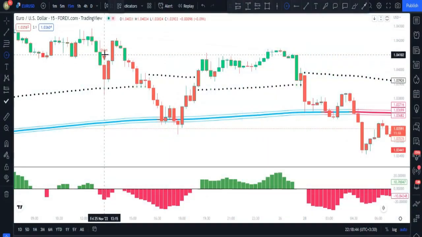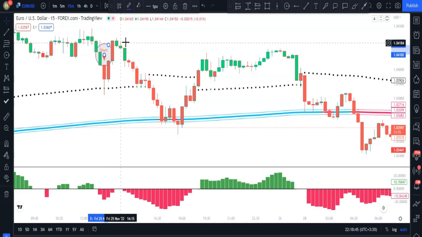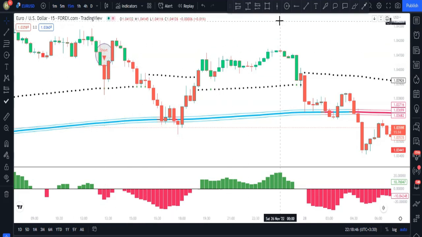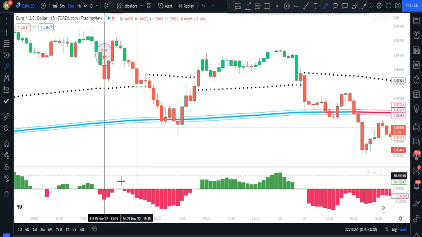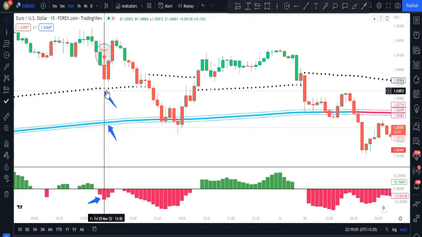Now it's time to see some trading examples. Check out this short signal. There's a short signal here by the super trend indicator, and it's also confirmed with the QQE histogram. But this short signal is not valid because the trigger candlestick is above the 200 and 100 MA.